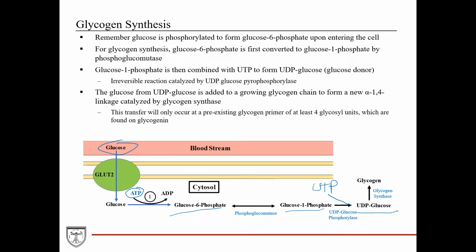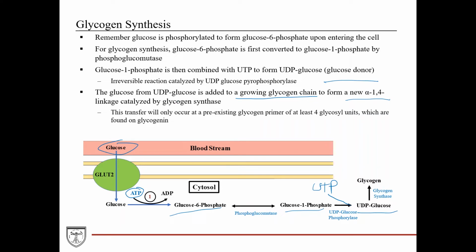And this forms UDP glucose, which, as we talked about previously, is a glucose donor. This is an irreversible reaction as well, and so UDP glucose phosphorylase is an irreversible enzyme. Then the glucose from this UDP glucose is added to a growing glycogen chain and forms a new alpha-1,4 linkage that we talked about. This is catalyzed by the enzyme glycogen synthase.